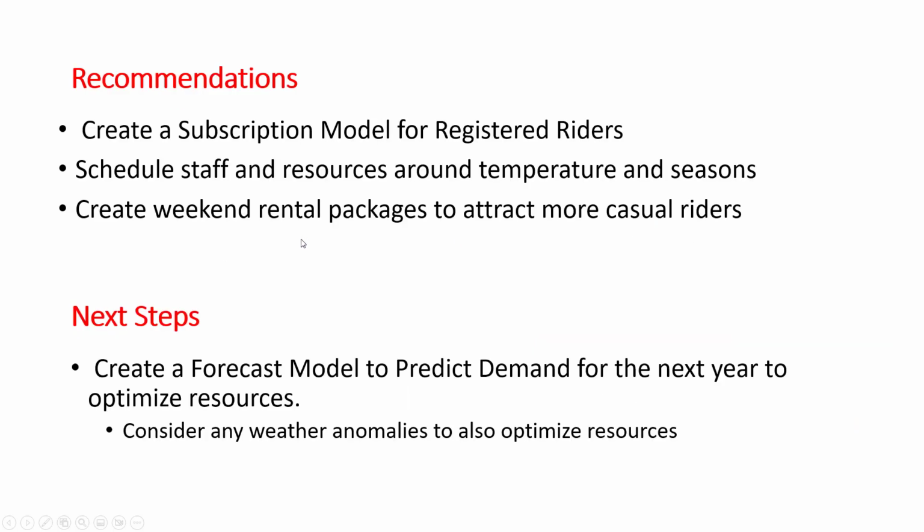So then our recommendations: we create a subscription model for registered riders, schedule staff and resources around temperature and seasons, which is kind of a no-brainer to save money. Create a weekend rental package to attract more casual riders. And then the next step for us would be to create a forecast model to predict the demand for the next year, optimize our resources and consider any weather anomalies to also optimize for our riders.